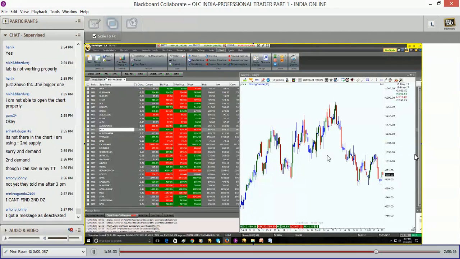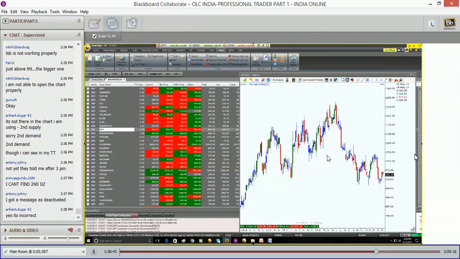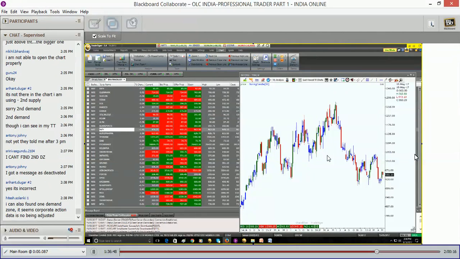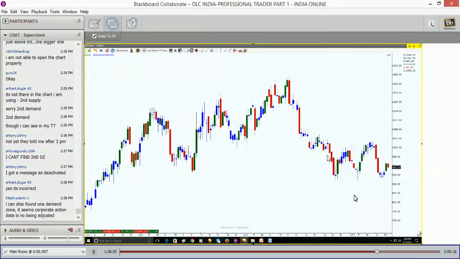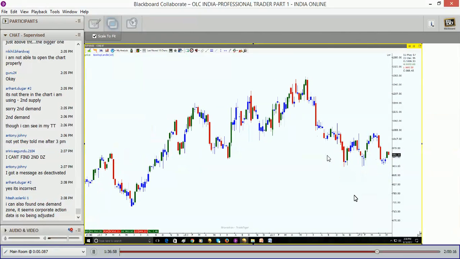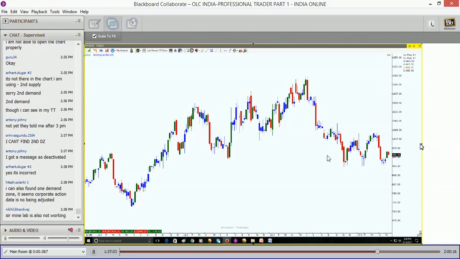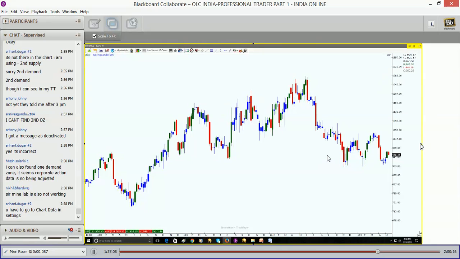No, your chart is incorrect, Aryant. Your chart settings are incorrect. Your chart itself is showing incorrect. With the new settings I am not aware, but your chart settings are showing incorrect. This is how the chart looks like, friends. This is how the chart looks like. Okay, let me get in touch with IT.